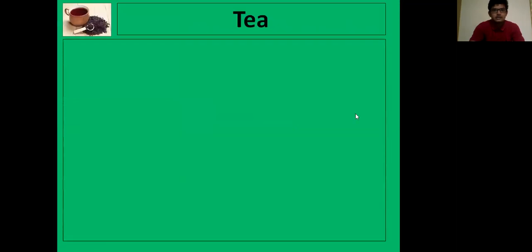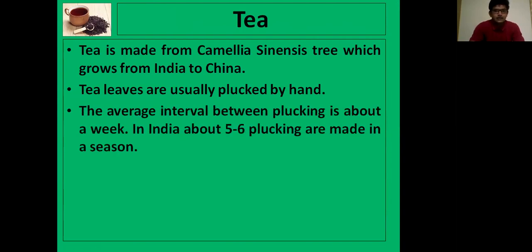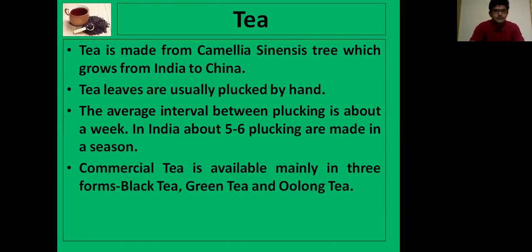So what is tea? Tea is made from the Camellia sinensis tree, which grows from India to China. Tea leaves are usually plucked by hand manually. The average interval between plucking is about a week. In India, about 5 to 6 pluckings are made in a season.